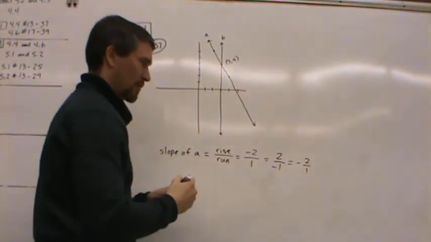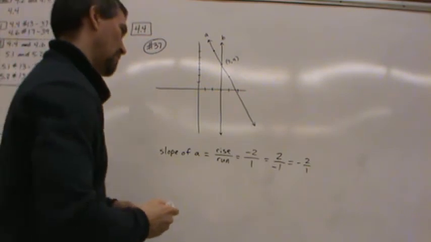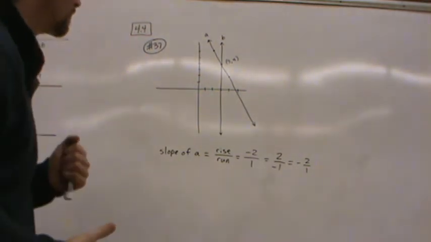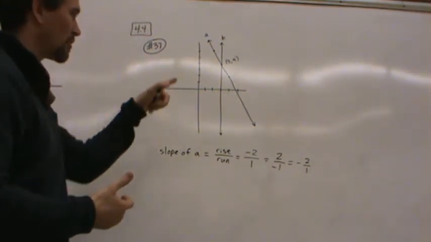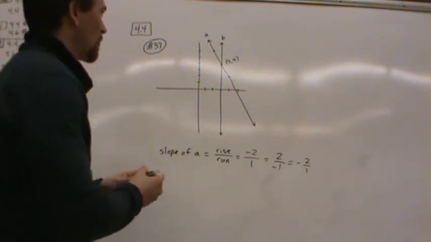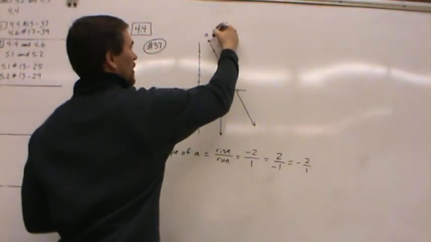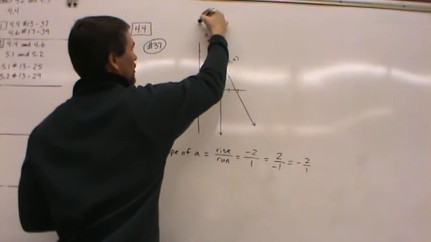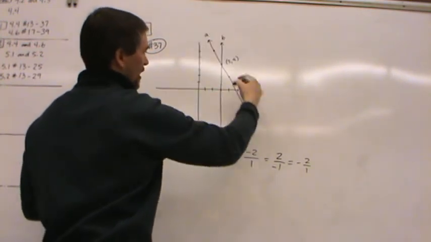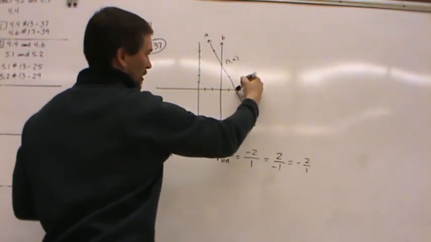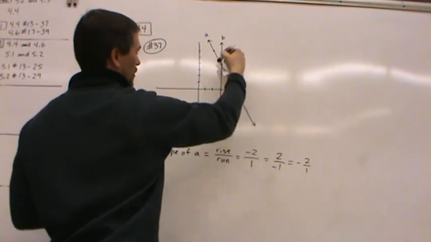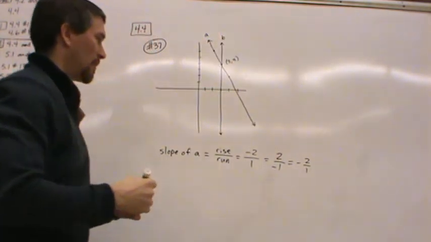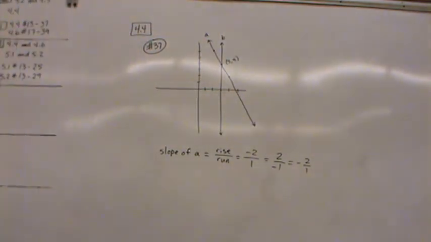Whether the negative's on top or bottom doesn't really matter. So if you use the slope, no matter what point you move from, you'll continue to stay on that line, whether you go down and to the right or up and to the left. And that's the case with all lines.